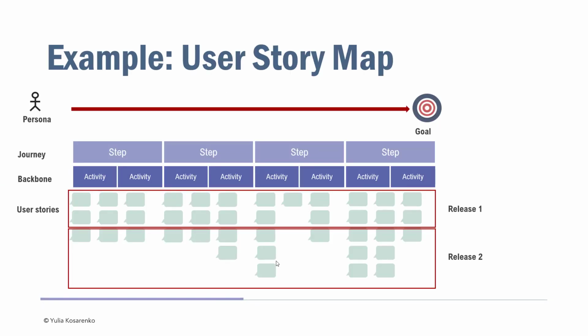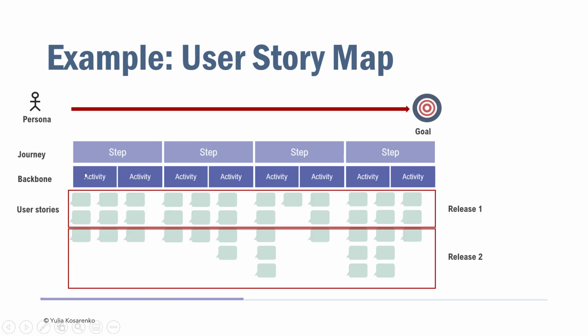So here is an example of a user story map. Imagine you have a certain persona that has a goal, and you try to define the whole user journey. So if my persona is a new customer that wants to create an account to be able to order my product online, maybe my goal is to create a customer account. That's my journey, and my journey consists of several steps. What are the major steps that customer needs to go through to have their account created?